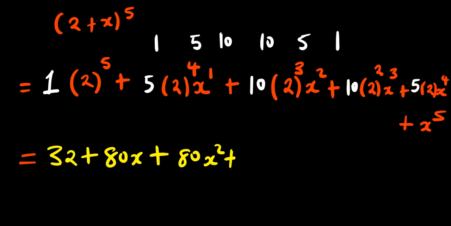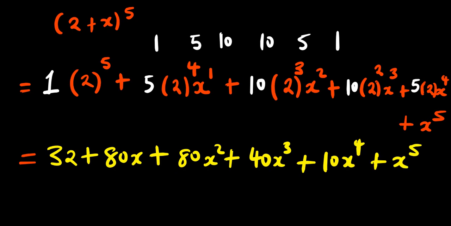Now remember, I've got an x there, so there's 80x squared, plus then I've got 10 multiplied by 2 squared. 2 squared is 4. 4 multiplied by 10 is 40. Then I've got x to the power 3, plus. Then I come to the other one, 5 multiplied by 2. 5 multiplied by 2 is just 10. Then I've got x to the power 4. Then the last expression is x to the power 5.